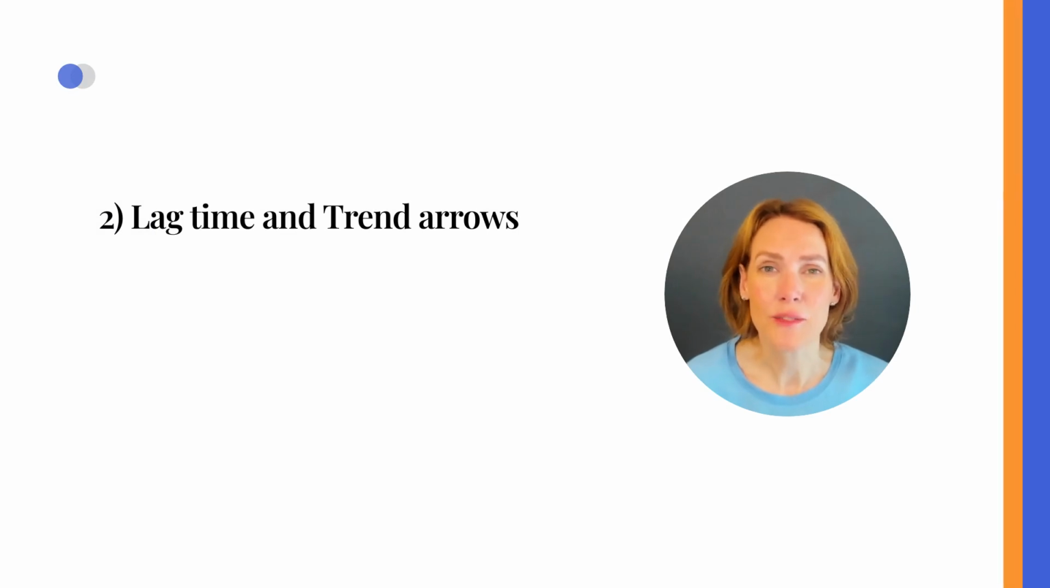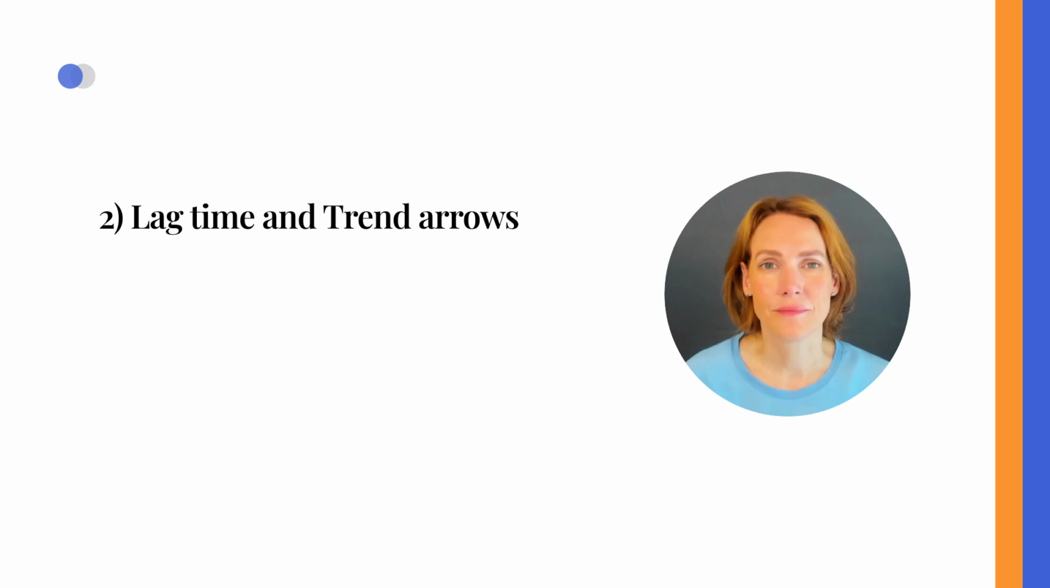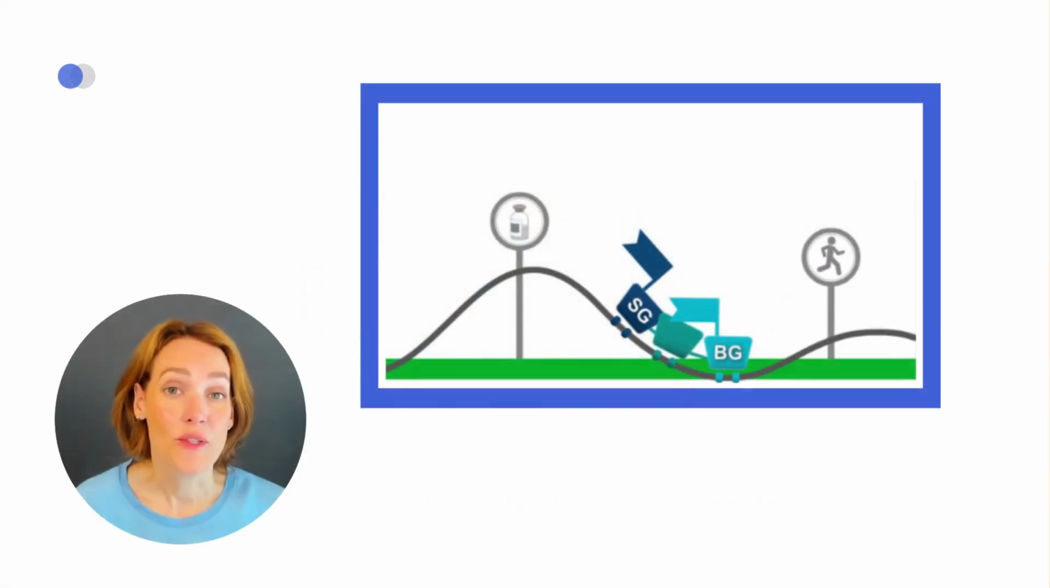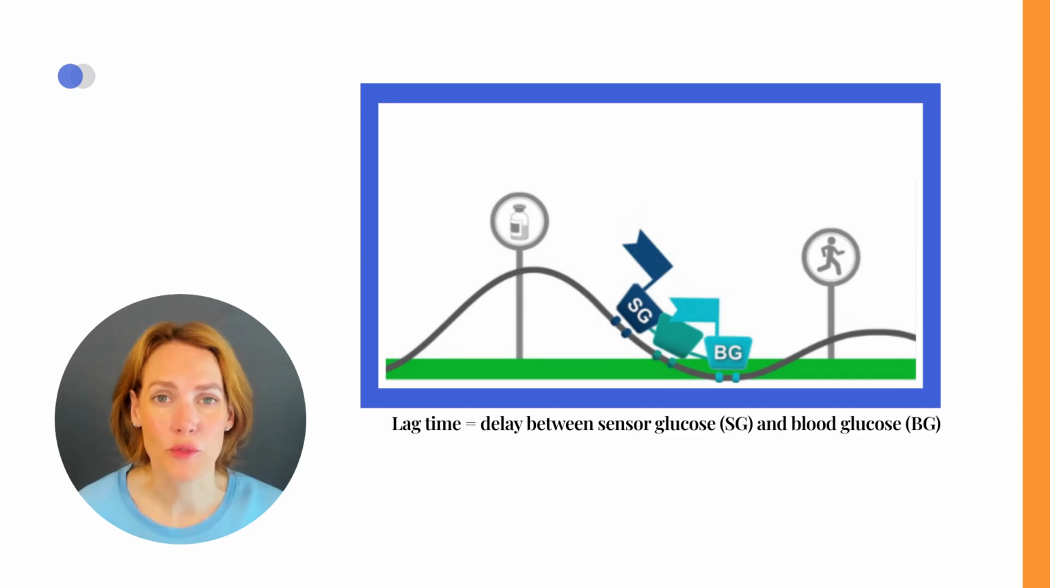2. Lag time and trend arrows. Glucose sensors measure glucose levels in the interstitial fluid within the fatty tissue below the skin. There is usually a delay known as lag time between changes in blood glucose and the sensor's detection of these changes. In general, the lag time ranges from 5 to 10 minutes, but can extend to 15 to 20 minutes during times of rapid glucose change.